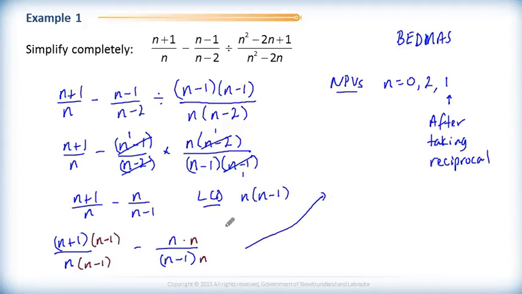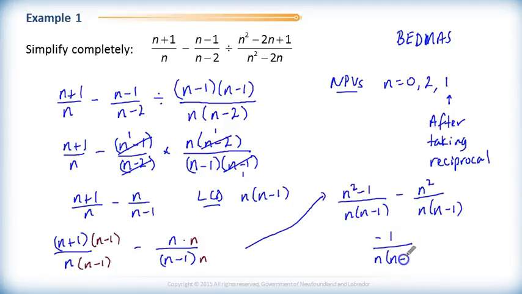So expanding the top of this one, n plus 1 times n minus 1 is n squared minus 1 over n outside of n minus 1, minus n squared over n outside of n minus 1. The n squared subtract n squared, they're going to be gone. So we're left with negative 1 over n outside of n minus 1. Writing our restrictions, n cannot be 0, 1, or 2.